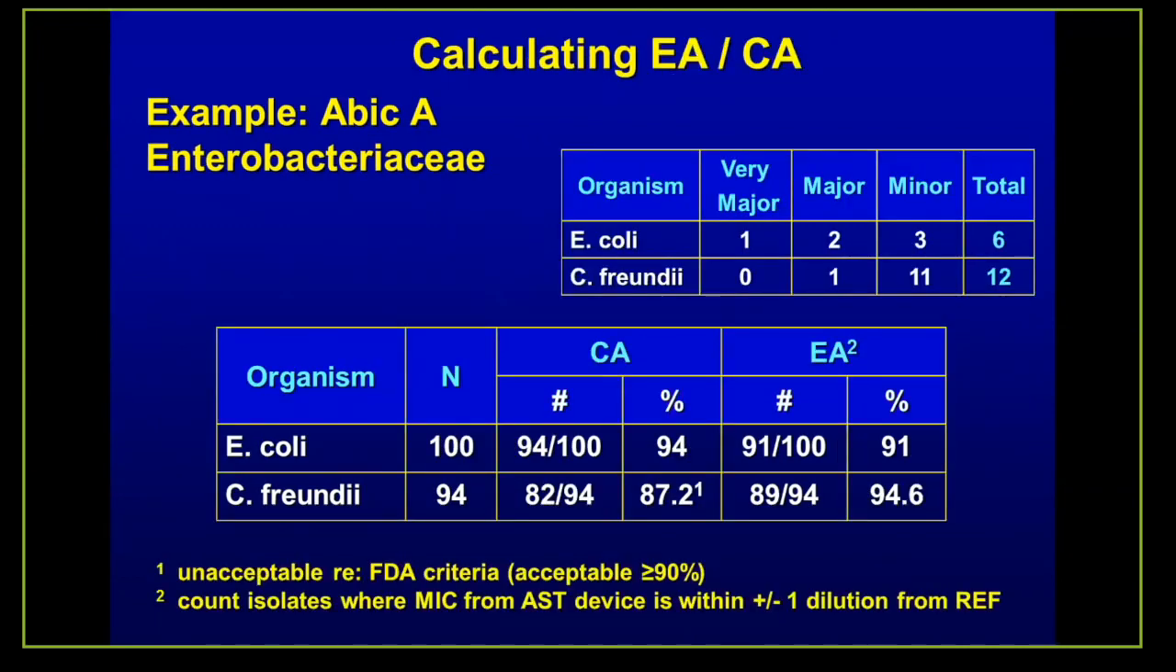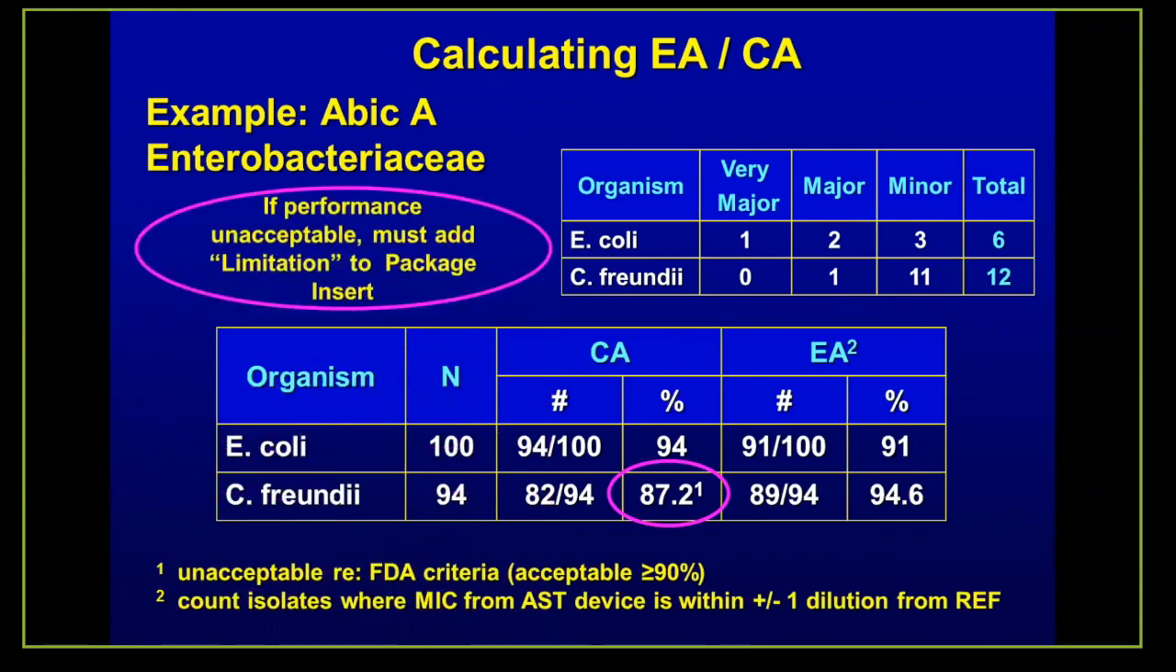With the same hypothetical example, we have shown here how to calculate the essential agreement and the category agreement. For Citrobacter freundii, I want to bring your attention to the fact that because there are 12 total errors, we have a category agreement of 87.2%. The FDA criteria is that it needs to be at least 90% or greater. So if this was the data that a manufacturer found, this performance is unacceptable, and they would have to add this limitation for Citrobacter freundii versus this antibiotic to their package insert.